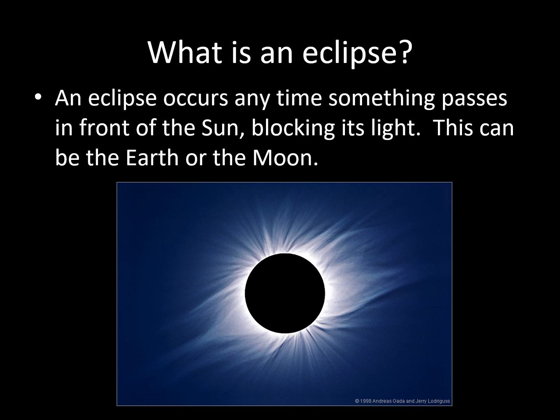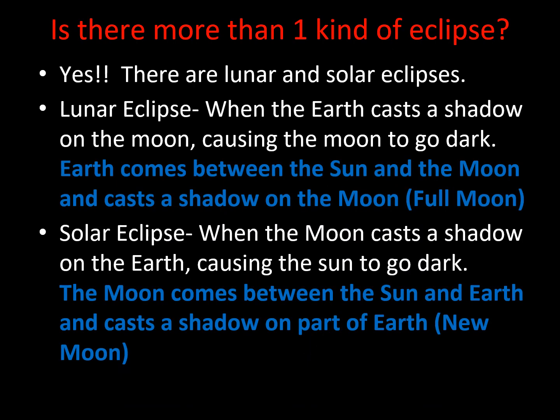So an eclipse is when something passes in front of the sun and it blocks its light. Okay, this can be the Earth passing in front of the sun, blocking the light, or it can be the moon passing in front of it and blocking the light. So either time, when the sun's light is blocked, you have an eclipse. It's important to understand there is more than one type of eclipse.